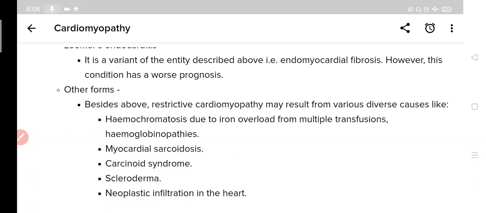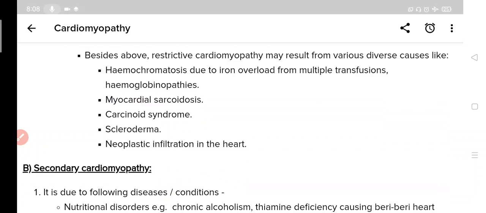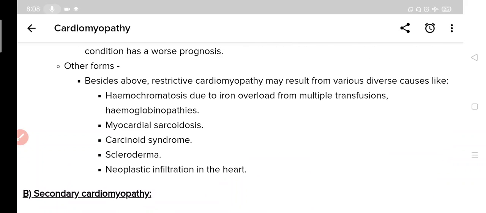Next one is carcinoid syndrome. Carcinoid is a type of tumor, and when it secretes some chemicals, these chemicals, when they circulate in the blood, cause this syndrome, which is called carcinoid syndrome. Next one is scleroderma. Scleroderma is thickening and hardening of the skin and connective tissues. And the last one is neoplastic infiltration in the heart. So this completes our primary cardiomyopathy.